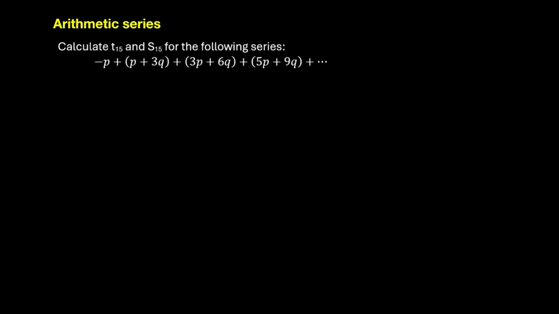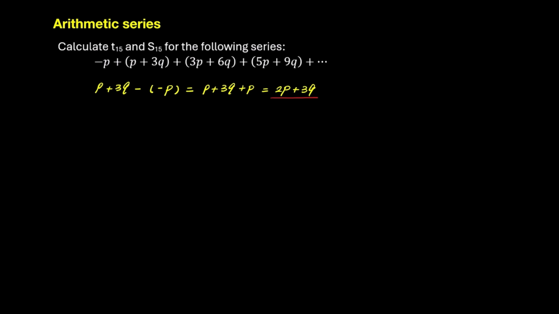Let's subtract the first term from the second term. So the second term is p plus 3q minus the first term, which is minus p, equals p plus 3q. Then minus minus p is plus p. So we have 2p plus 3q. This is the difference between the first and the second term.